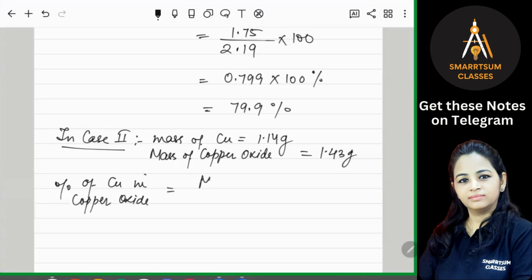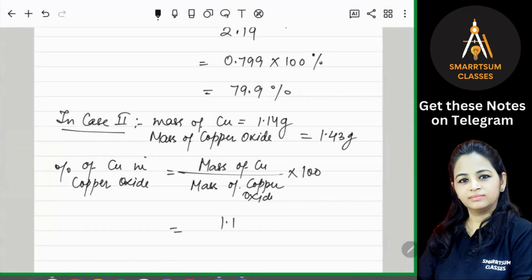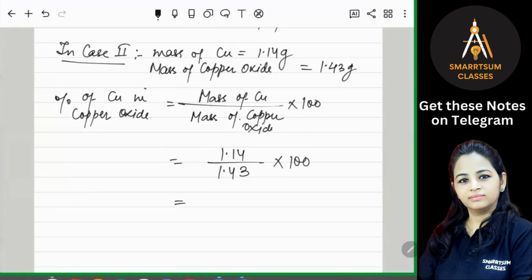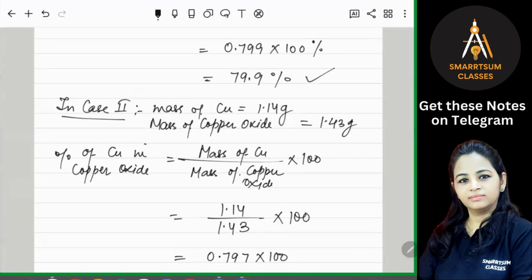Now we can find the percentage of copper in copper oxide. That is mass of copper divided by mass of copper oxide, into 100. So write down the values here: 1.14 upon 1.43 into 100. Now do this calculation. 1.14 divided by 1.43 is again 0.797 something, into 100. That is 79.7%. So again, you can see here that the percentage of copper in copper oxide is the same, 79 point something.